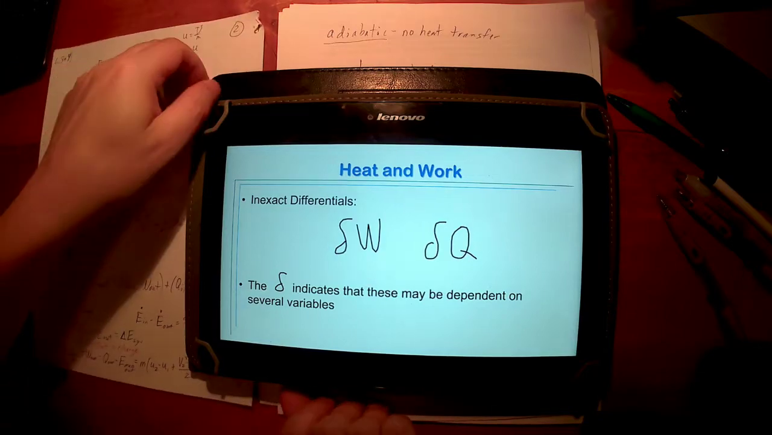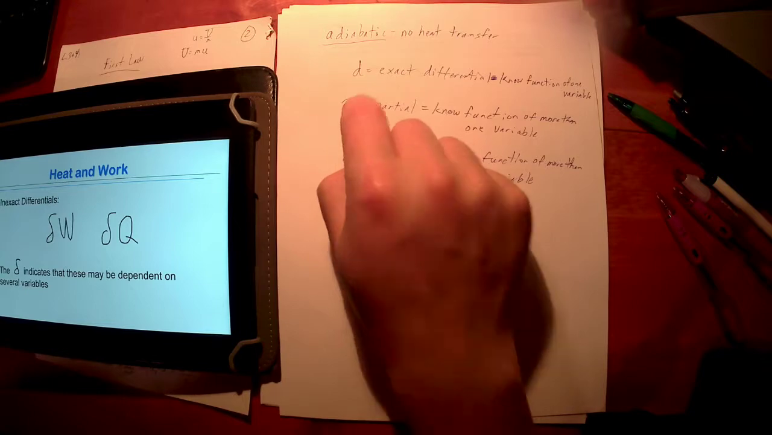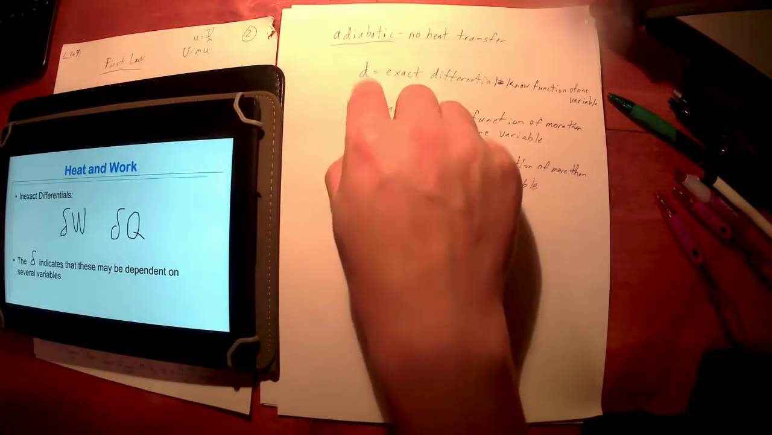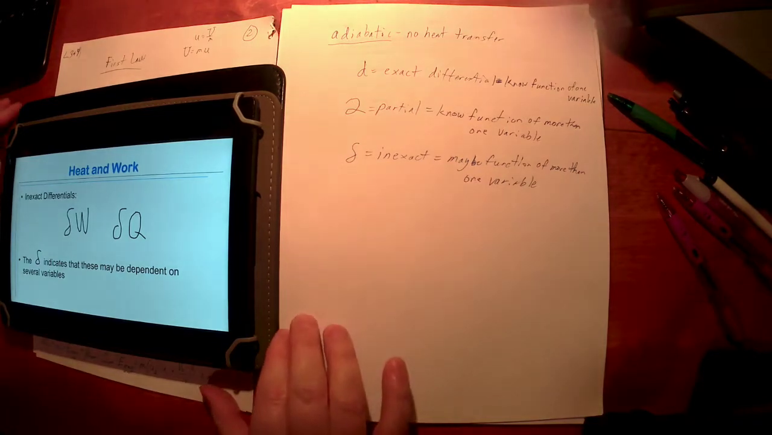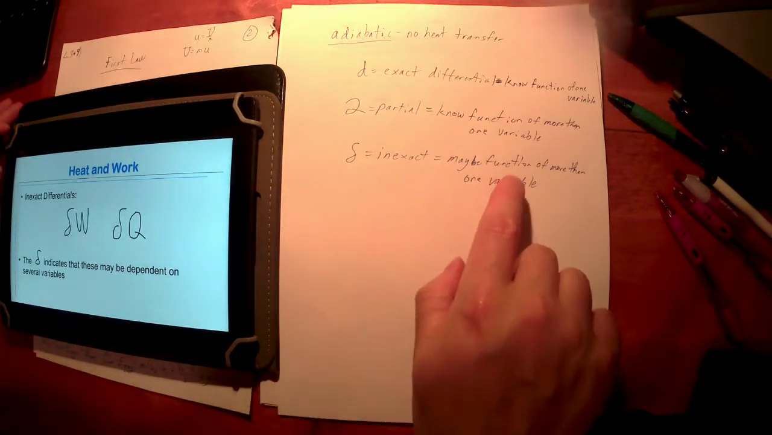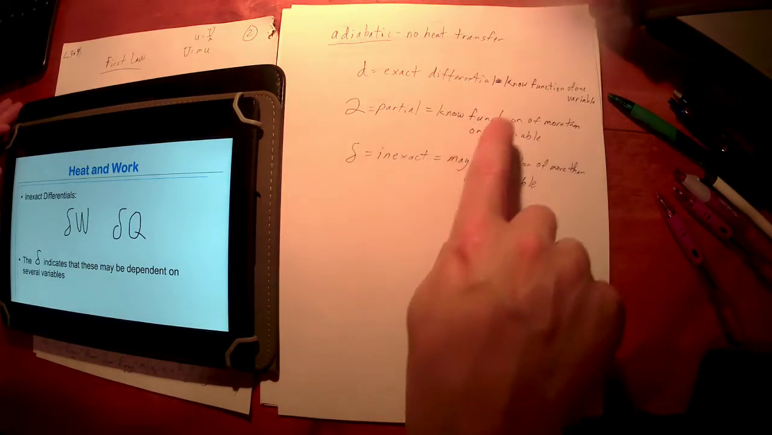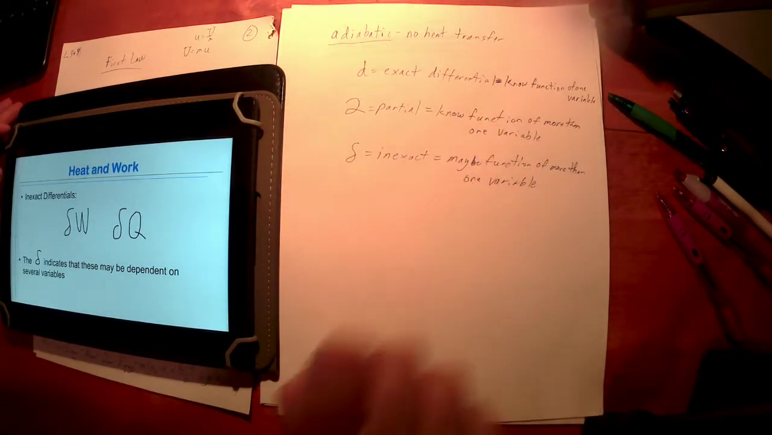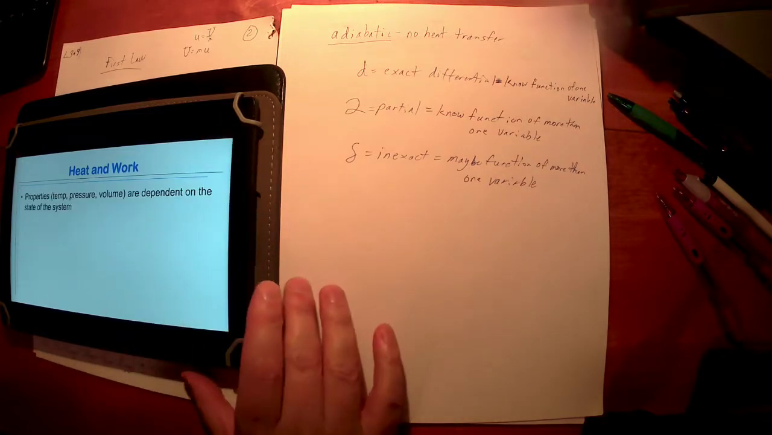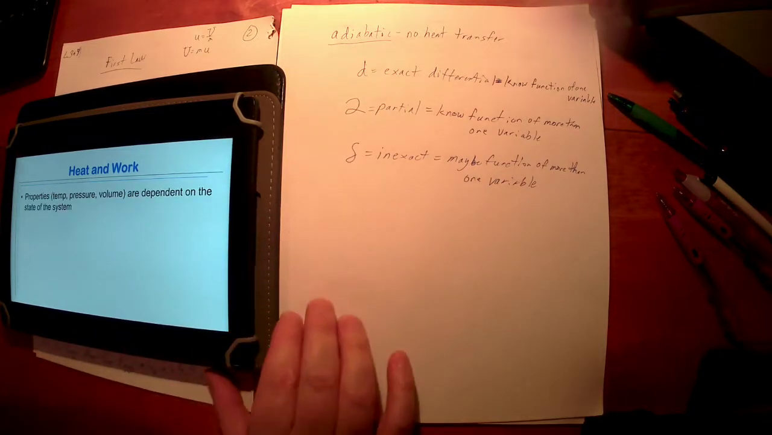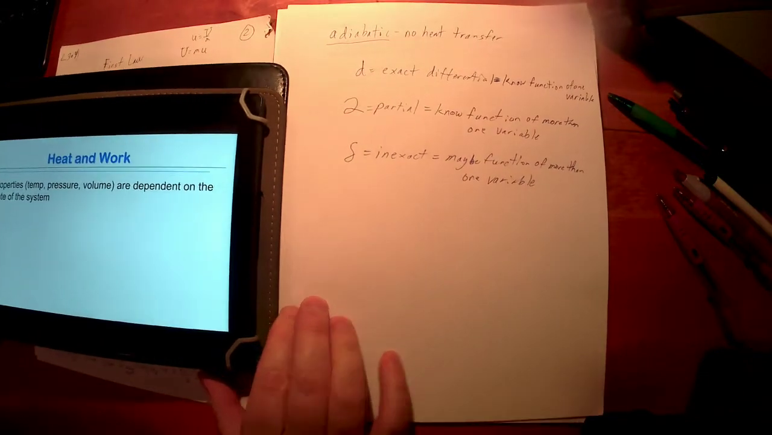It doesn't matter what kind of differential it is, whether it's exact, partial, or inexact, they're all referring to a differentially small, infinitesimally small slice of this quantity. Okay? And the shape is just designating, do we know it's a function of one variable, a function of multiple variables, or we're just not sure, so we're going to have to leave it as inexact. Again, I just didn't want you to see that and not have any context for that.